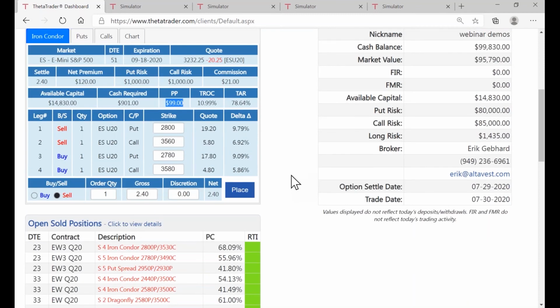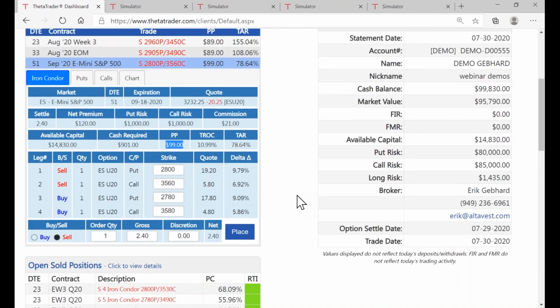We talked about higher probability outcomes. The put that you're selling, the 2800 put, has a delta of 9.79. That means there's over a 90% probability that this option is going to expire out of the money. And here, look at the call here, the 3560 call, delta of 6.92. So you're, let's just say 93% probability that this call will also expire out of the money. So you're looking at base hits, higher probability outcomes, and that's the rationale behind this type of trading.